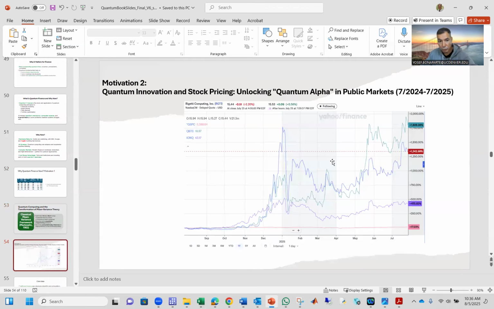And look at the companies who are making quantum computers. Look, for example, at Qubits, which is D-Wave, 1,800%. I have Inox, 1,300. Rigetti, 425 in 1 year. These companies. No, Rigetti is more. Rigetti is 1,342, and Inox is 425.